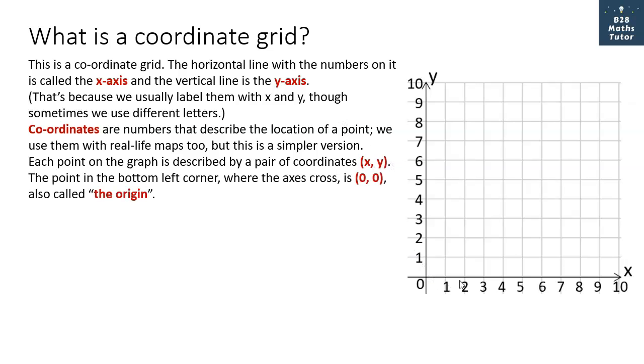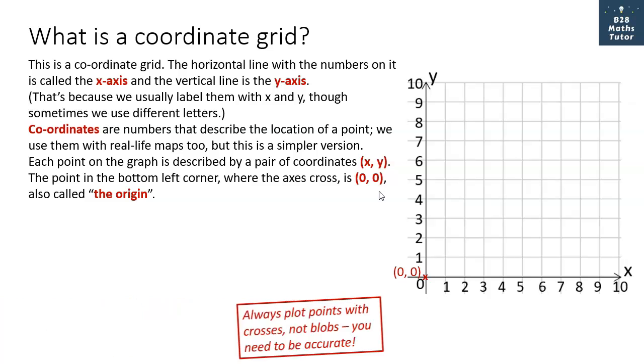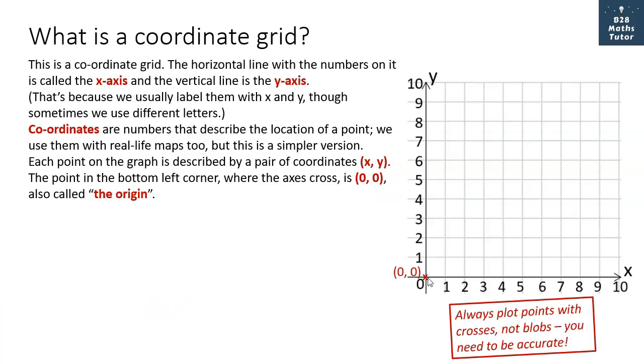The point in the bottom left-hand corner of this grid, where the axes cross, is 0 on the x-axis and 0 on the y-axis, so it's called 0, 0, and it's also called the origin. When you're plotting a point, always use a cross. Don't just plot blobs because we want to be accurate.